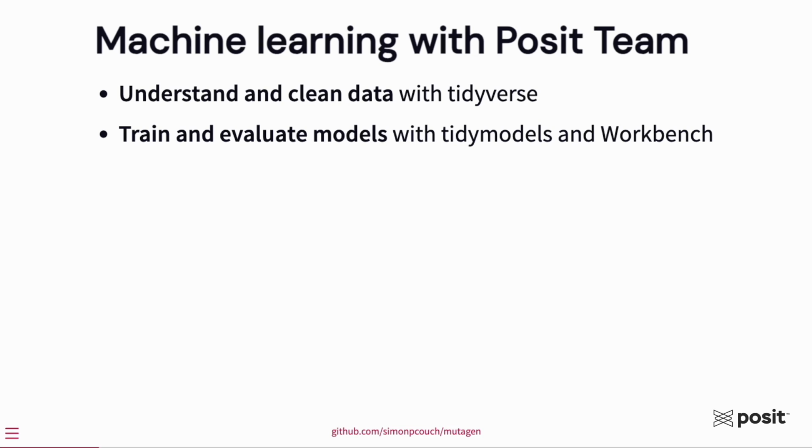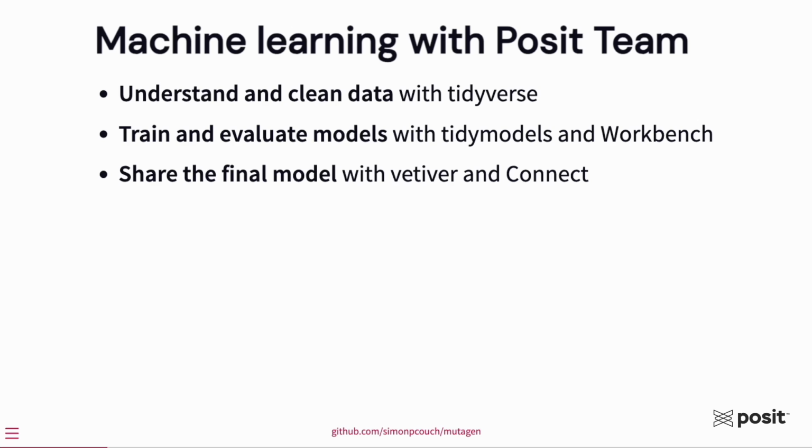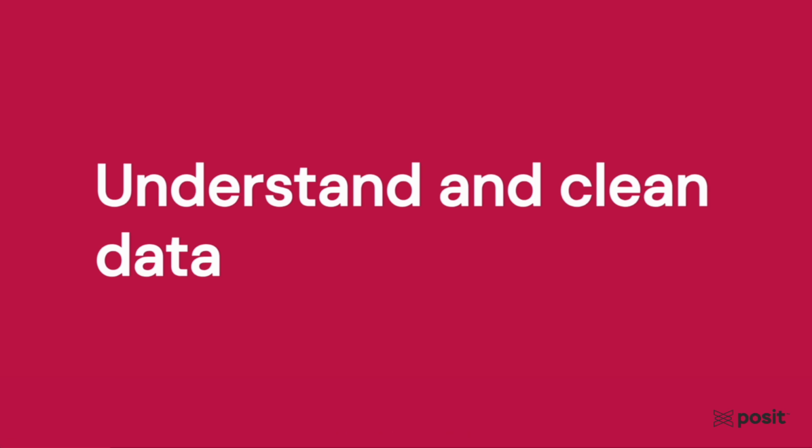For both of these sections, I'll just work through some slides. And if you're interested in the details, you can look at the source code of the analysis and the source code for these slides at github.com/SimonPCouch/mutagen. Once we've done so, we need to get that model into the hands of users, and that's where Vetiver and Connect come in. So let's start off with understanding and cleaning data.